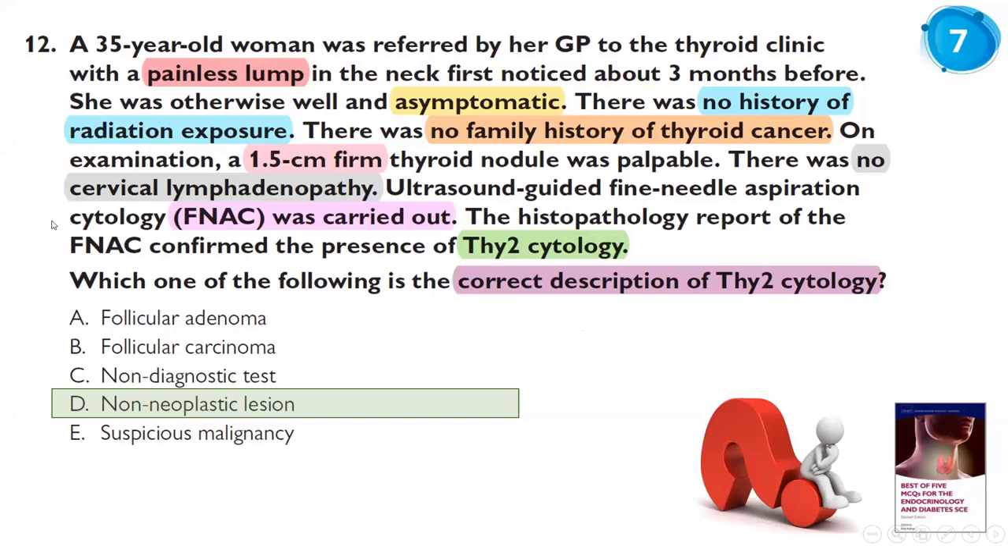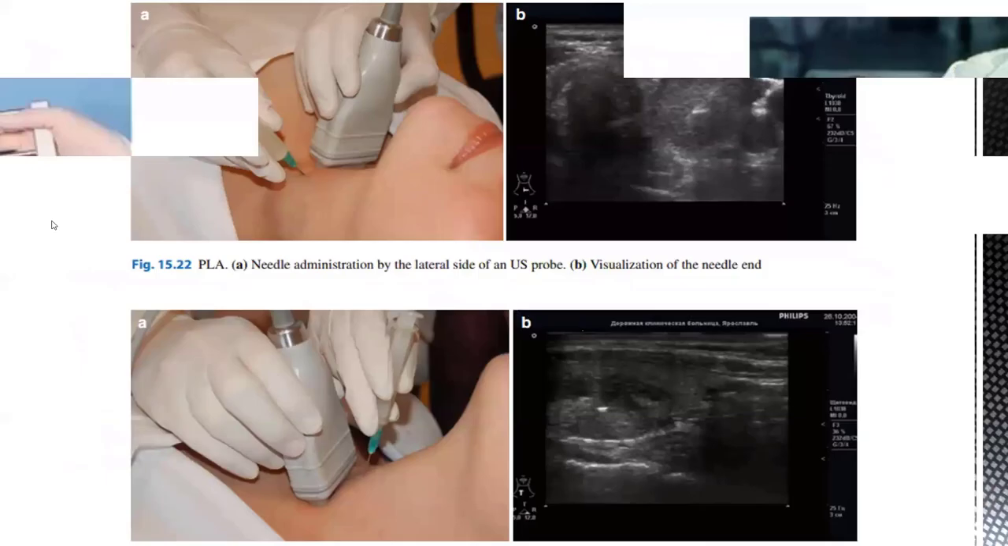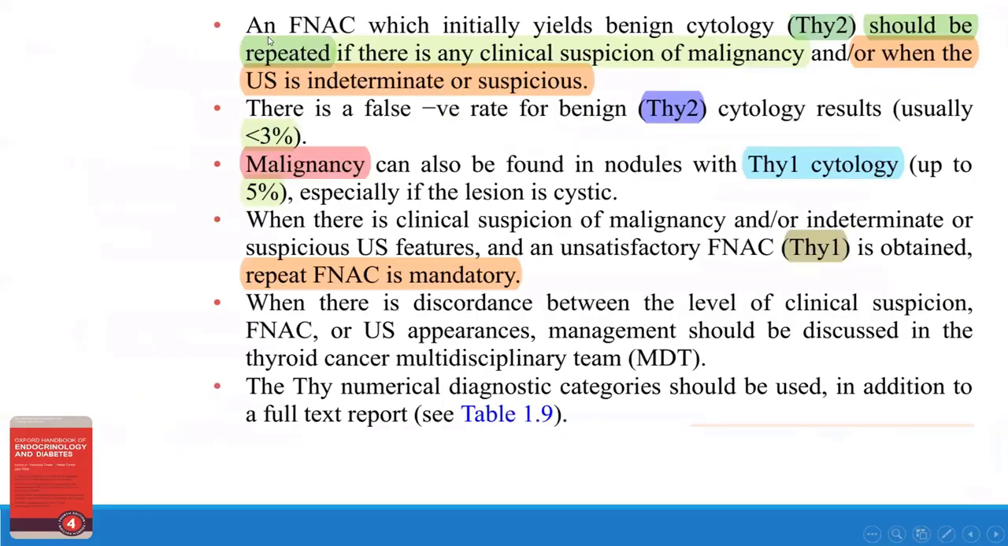Actually, not in all conditions. Actually, this is mentioned in the book, I will repeat it again. Finding this, which initially yielded benign cytology, site 2 should be repeated if there is any clinical suspicion of malignancy, or when the ultrasonography is indeterminate or suspicious. This is the only time to repeat site 2.